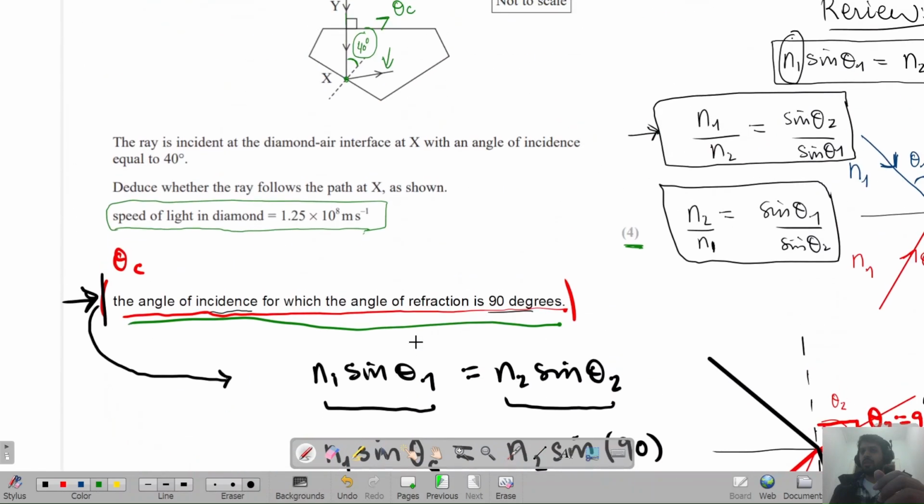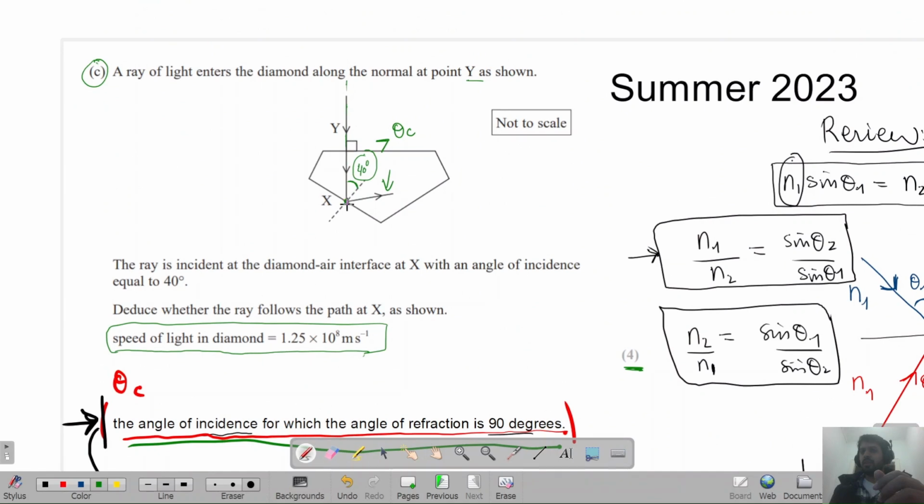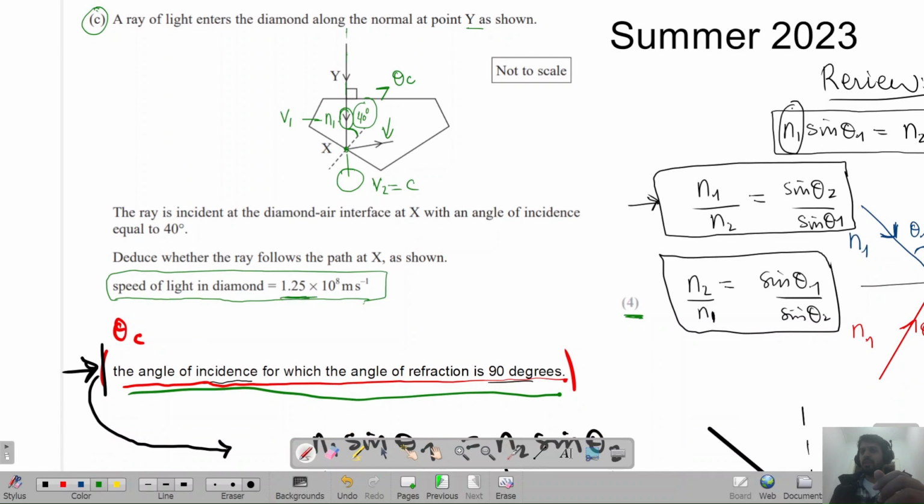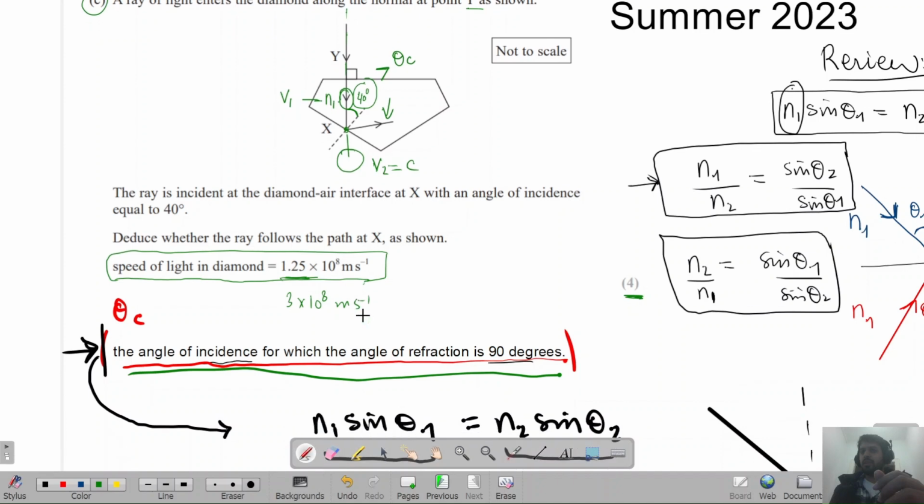Now, if we go back to the diagram, we know that the incident light at point X is this one, and this is in the diamond, right? So this is n1, and similarly, the speed of light inside the diamond will be v1. And this was supposed to be our second medium, in which the light was supposed to exit. And therefore, the speed of light in air will be v2, which is just the speed of light c. And the speed of light in diamond is given, it is different from c. The speed of light in air is 3 times 10 to the 8 meters per second, but the speed of light in diamond is 1.25 times 10 to the 8.